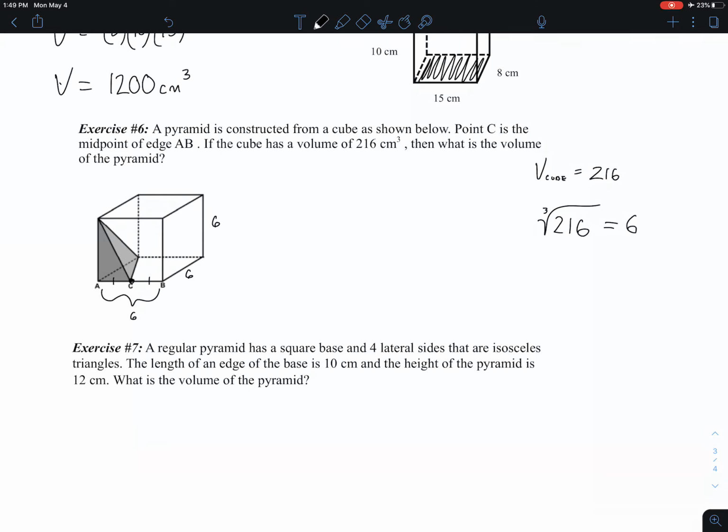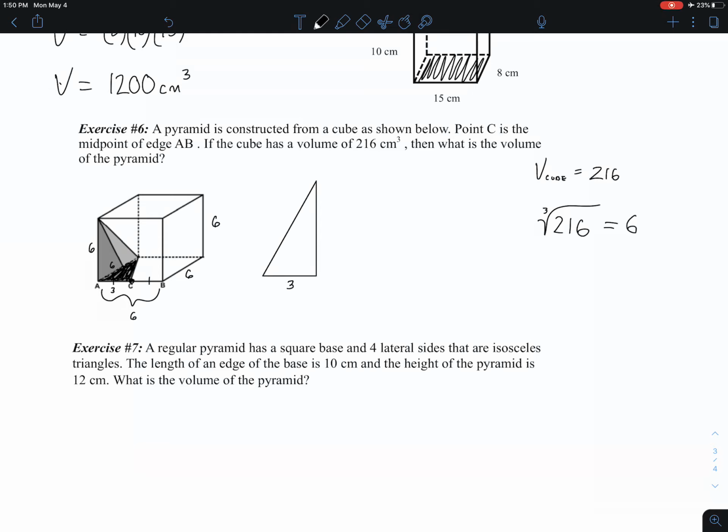So I know those dimensions now, and that helps because I now know that this guy is 3. All right, this is 6 back here as well, this dotted line here. And what we're going to do is find the area of this little triangle in here, because that's the base of this pyramid. And then we're just going to multiply it by 6, which is the height of the pyramid. So I'm going to redraw that little triangle out here, so it's a little bit easier to see.